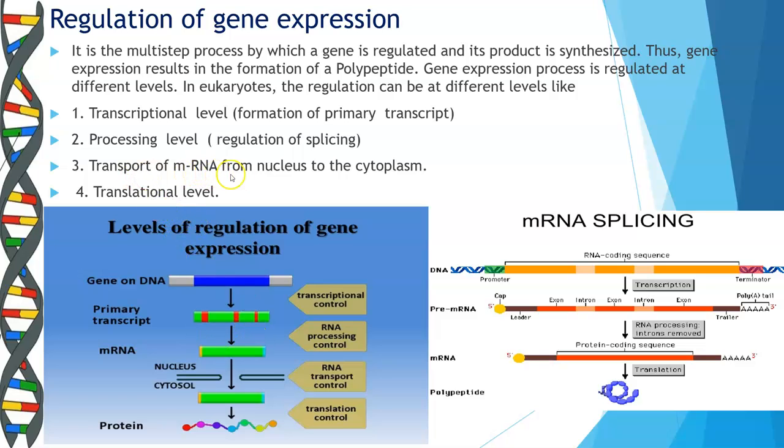Then the next is transport of the mRNA from the nucleus to the cytoplasm. Once the mRNA is prepared, it is sent to your cytoplasm for the further process of protein synthesis. So at that level also you can regulate or control the transport of your mRNA. And then we have the translational level, where the actual protein synthesis takes place. So these are the different levels where you can regulate the expression of genes.